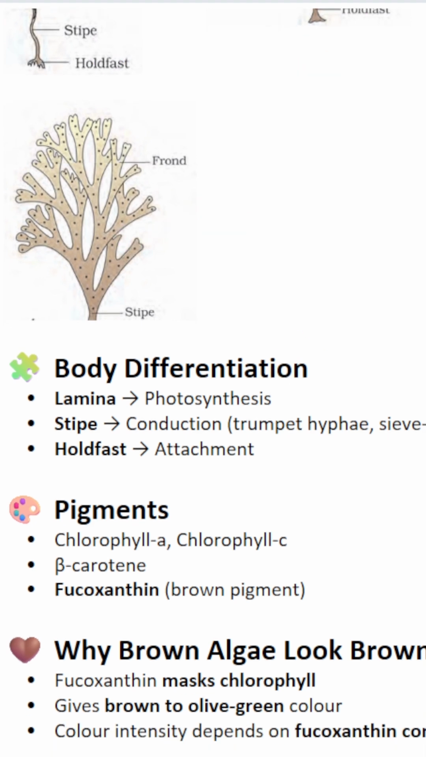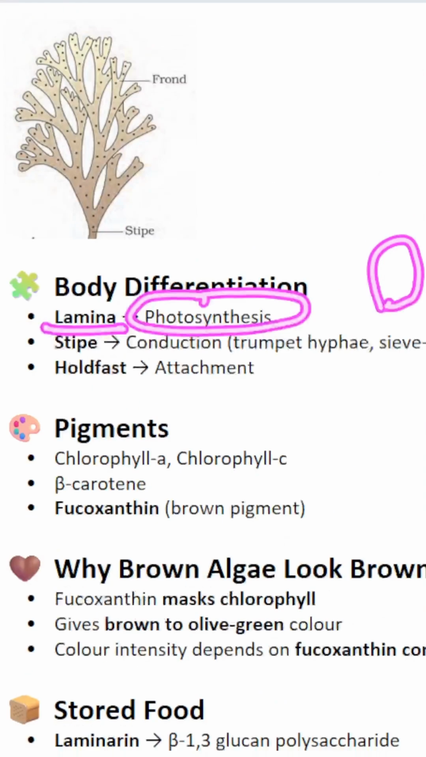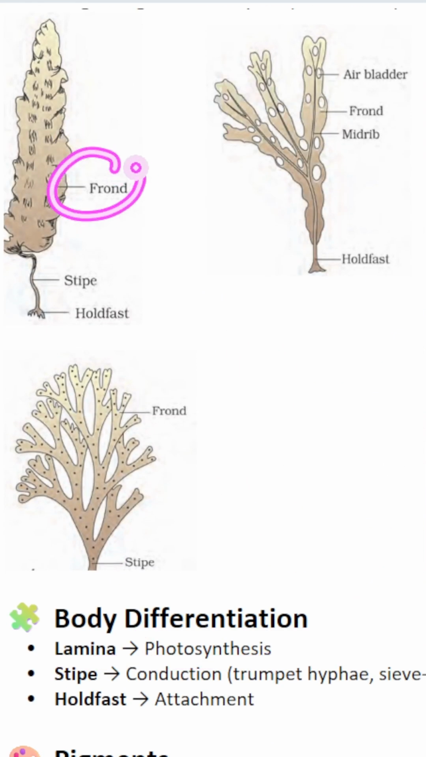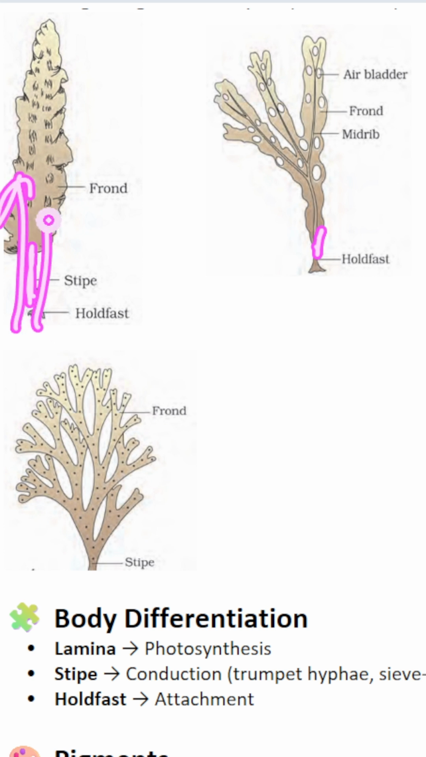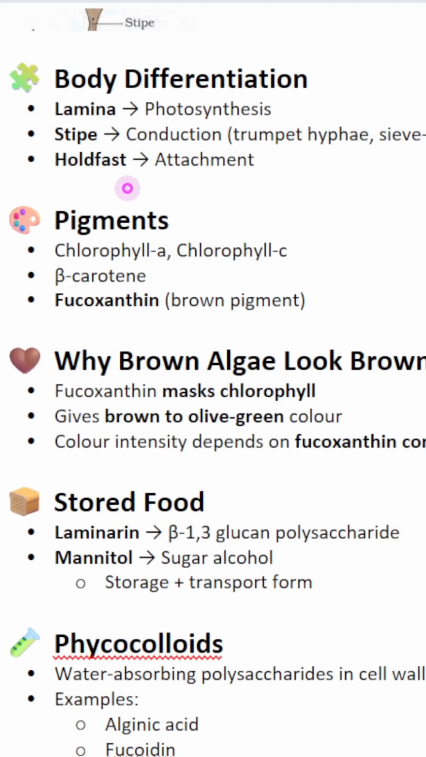Now let's move into body differentiation. We find the frond, the leaf-like part, called the lamina. The lamina is the photosynthetic part, the upper, broad part. Then we find the stipe, which is the conducting part. It helps in transport of water and minerals in the plant. For attachment there is the holdfast, the base part. So each plant body is differentiated into the photosynthetic part, the lamina, the conducting part, the stipe, and the attachment part, the holdfast.